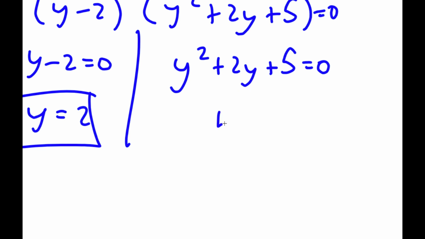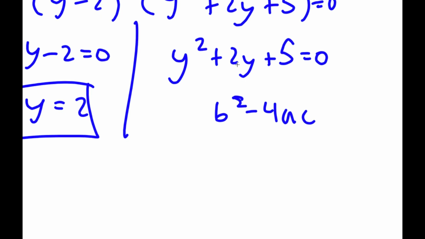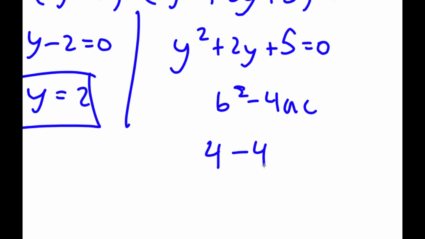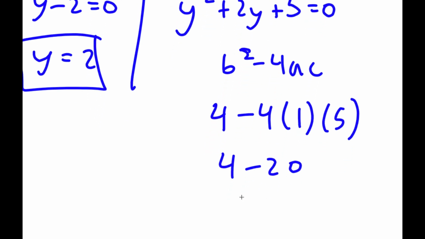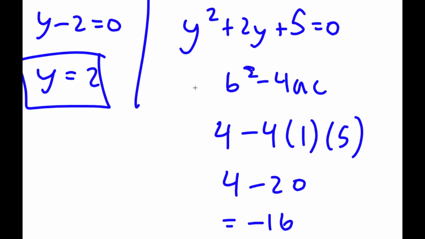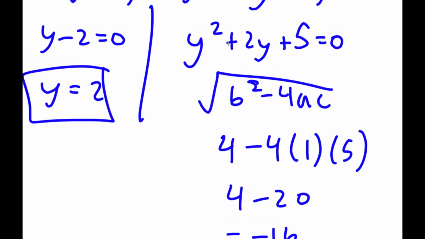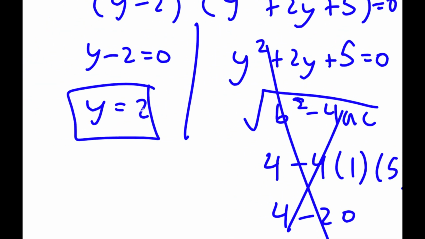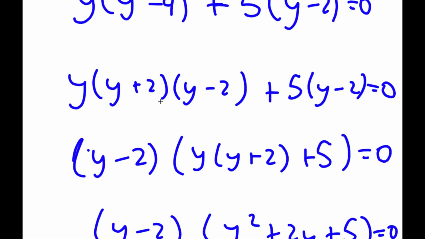If we just check b squared minus 4ac inside the quadratic formula, well, b squared, that's going to be 2 squared. So I have 4 minus 4 times a, which is 1, times c, which is 5, which is equal to 4 minus 20, which is negative 16. And you can't take the square root of a negative number, so there's no solution for this. And my only solution for y is 2.